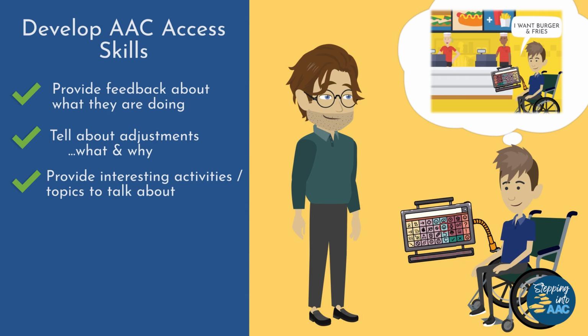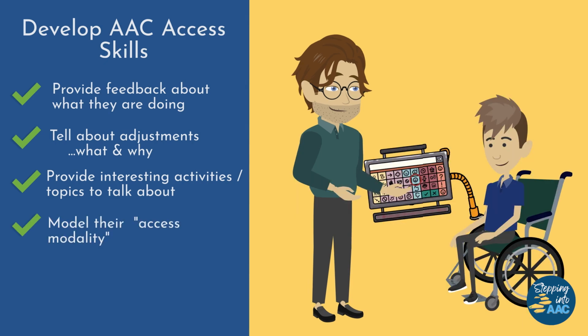AAC learners also need interesting activities that they want to talk about to have opportunities to practice their skills. Directing a learner to find, go, up, get, and eat is not nearly as interesting as telling Dad about going up to the fast food counter to get what they wanted to eat for lunch today. And of course, they need to see the potential of their AAC by seeing others use it to understand its power and that it's worthwhile.